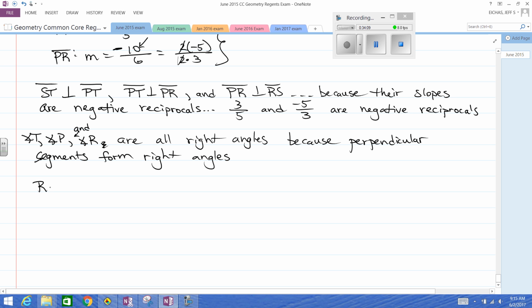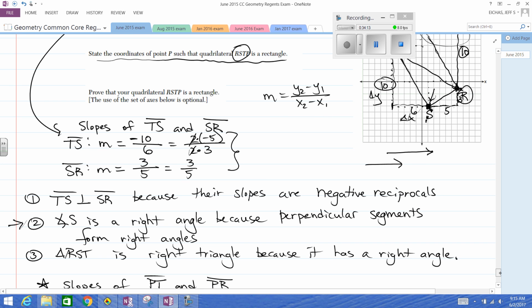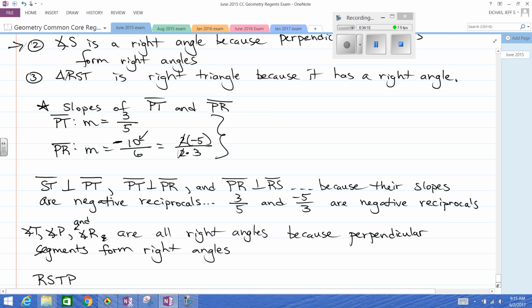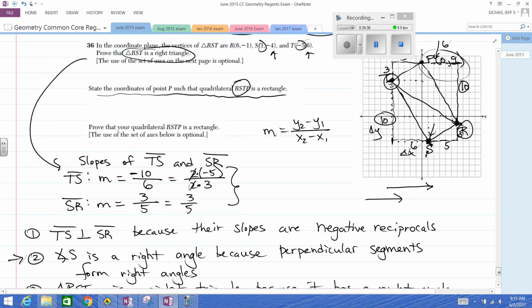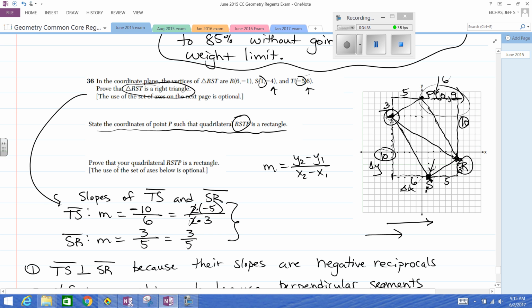And what is it? RS. Is it RSTP? Yep. So RSTP is a rectangle because it has 4 right angles. That's enough. So there's your proof. And that's the end of the June 2015 exam.